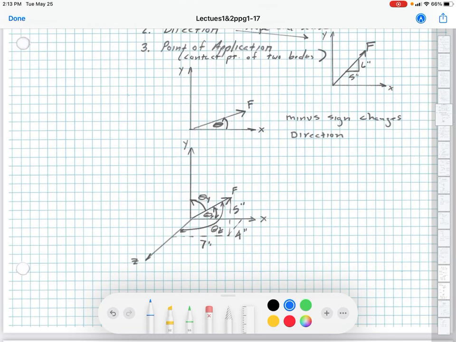We have to know that a minus sign changes the direction. So in this example here, if this force F became a negative F, then it would be the same exact load, it would just be going in the opposite direction. It's because we're going to be summing things vectorially. We also have a direction, theta. In this case, theta is counterclockwise from the positive x-axis.